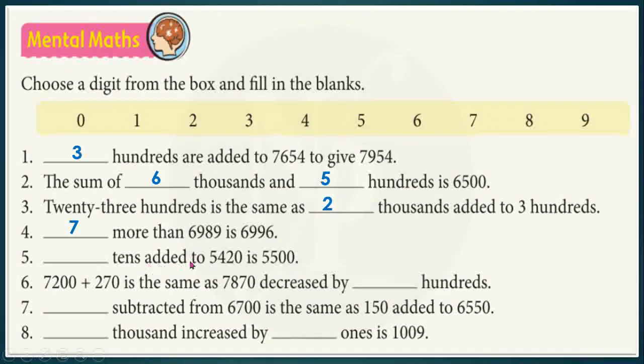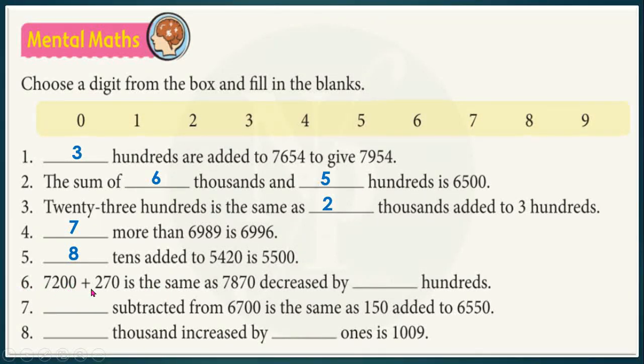Coming to question number 5. Dash tens added to 5420 is 5500. Look here. So how many tens are to be added to this number to get 5500? Yes, this is just 80 less than 5500. So you should add 8 tens. You will write 8 here. 8 tens added to 5420 is 5500.